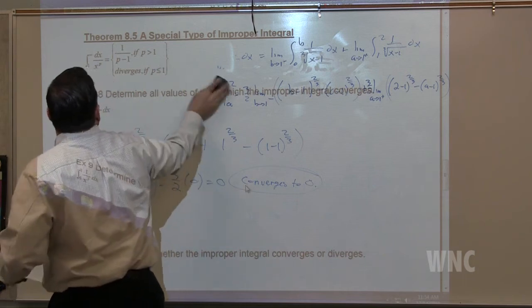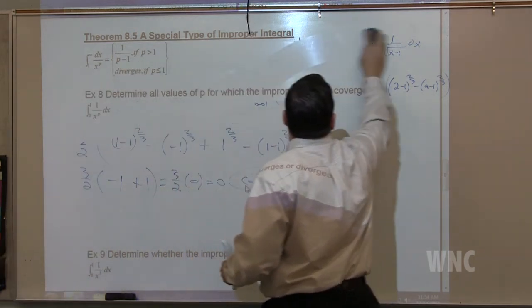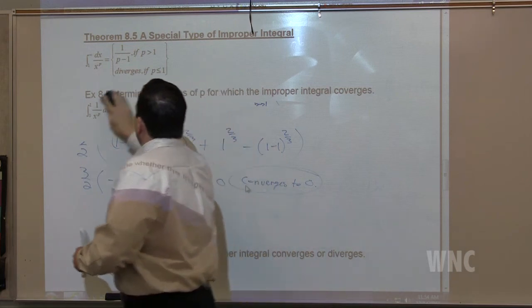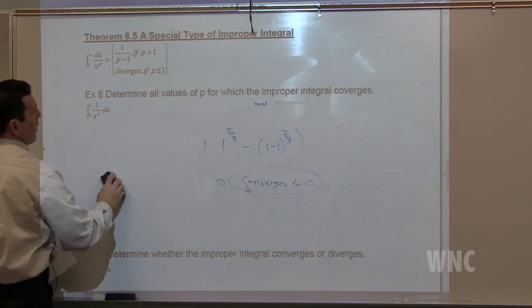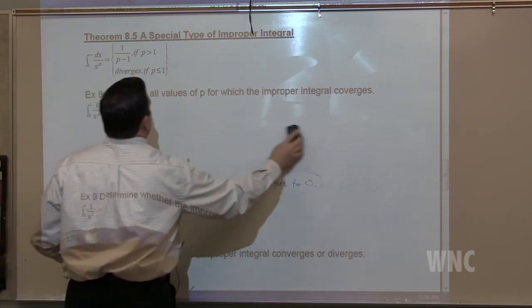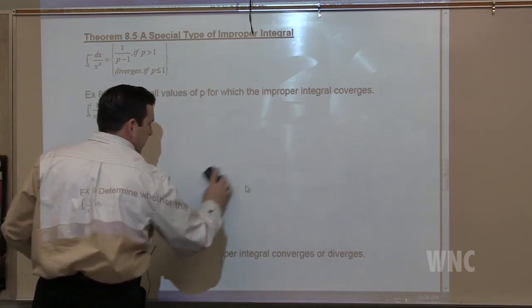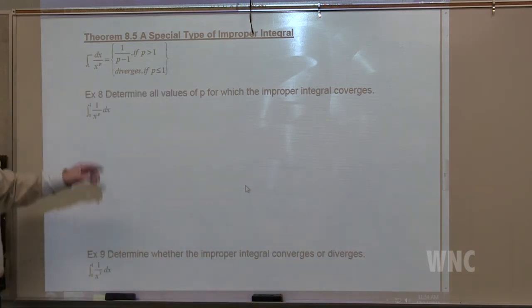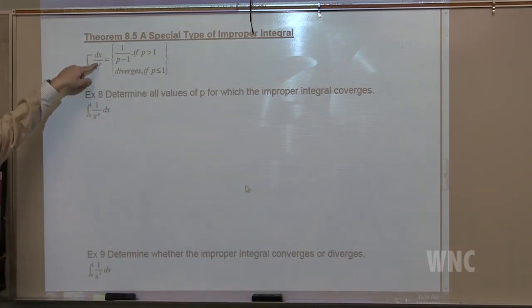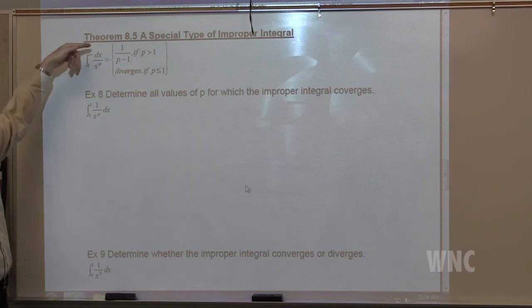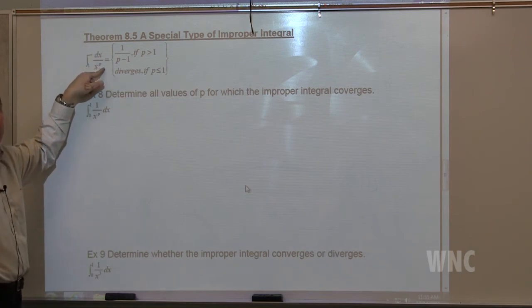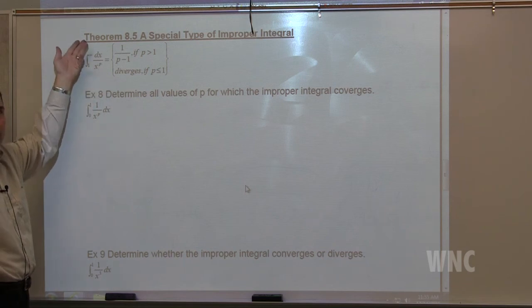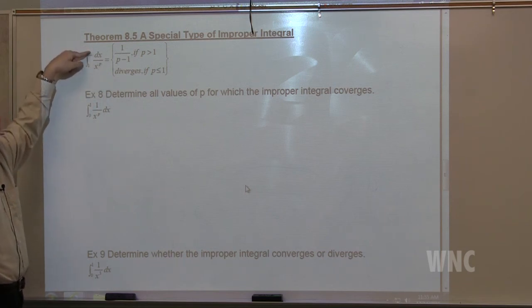Okay, says theorem 8.5, a special type of improper integral. Integral from 1 to infinity of dx over x to the p is equal to 1 over p minus 1 if p is greater than 1. But it diverges if p is less than 1. If p is less than 1, let's say p is 0.5. You have 1 over x to the 0.5, or x to the negative 0.5, integrate that, you get x to the 0.5. If you plug in infinity, you're going to have infinity.